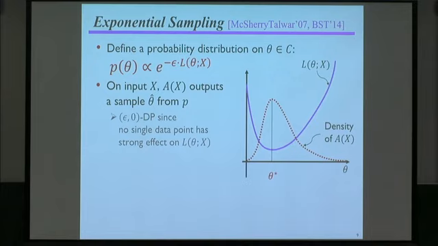It doesn't quite fit the framework I just said. It doesn't quite match, but it's very close. And roughly speaking, it corresponds to outputting a sample from the posterior distribution on theta, where I've squashed the likelihood function by this factor of epsilon. So in some sense, again, limiting the influence that any one data point can have on that final probability distribution.